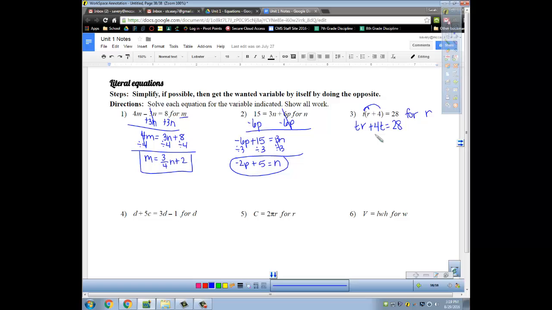I need to start getting r by itself, so I'm going to subtract 4t from both sides to get tr equals negative 4t plus 28. And then I still need to get rid of this t, so I'm going to divide every term by t. We get r equals negative 4t divided by t is negative 4. And then 28 divided by t is just 28 over t.